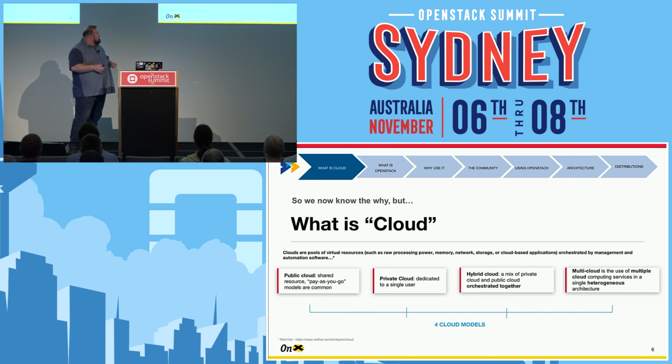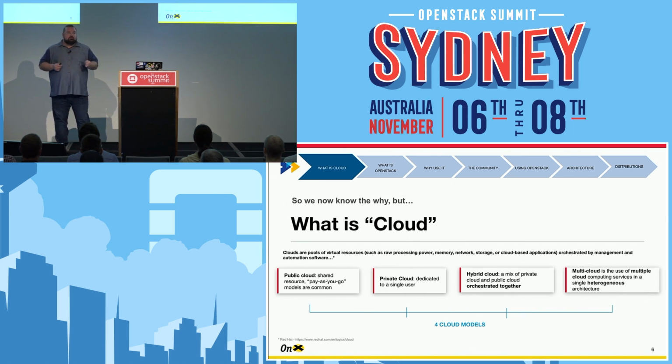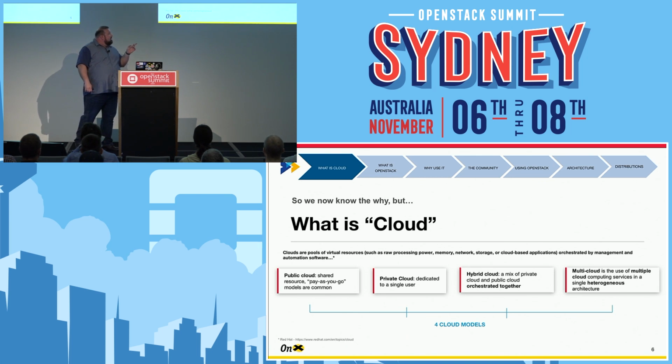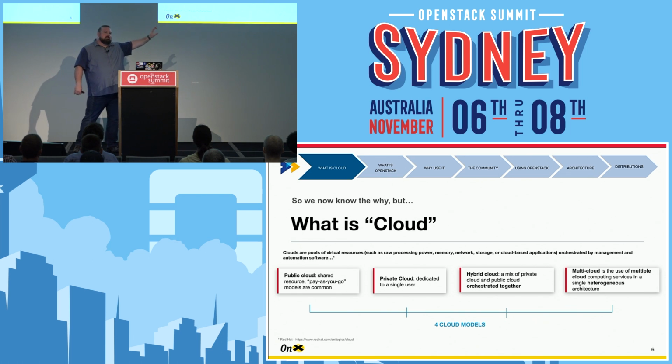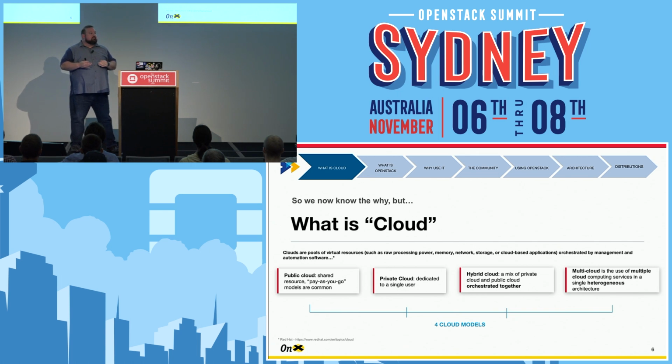Hybrid cloud is a mix of private and public orchestrated together, whether it's private on-premise or private hosted. And then multi-cloud, and again, this is a very large distinction, is use of multiple cloud computing services in a single heterogeneous architecture. Meaning, with hybrid cloud, you have your workloads spread across 2 clouds, but if you're using multiple clouds in your company to do an overall delivery of a service, that would be multi-cloud. They don't have to share a workload.